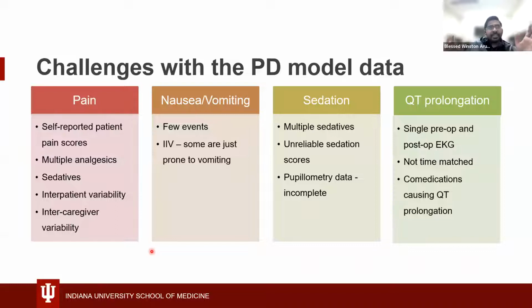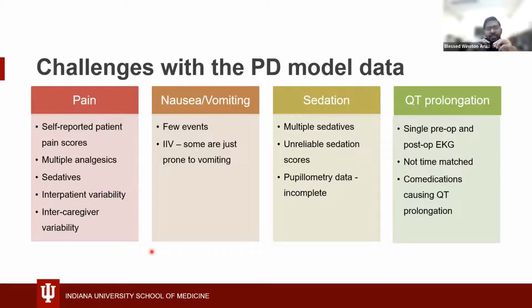So this is a challenge with PD model data. You have pain, nausea, vomiting, sedation, and QT prolongation, which you'd like to model. But there are two main issues: the collection of data and how much you can do with these data. Pain is self-reported patient scores, so you see all sorts of patients.